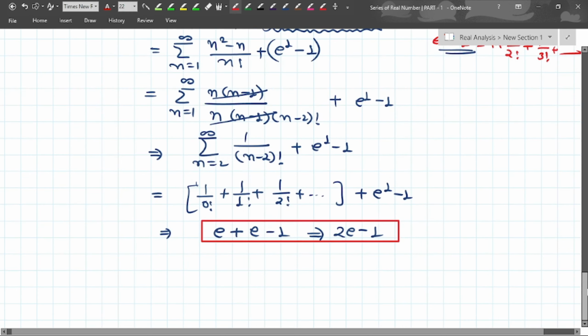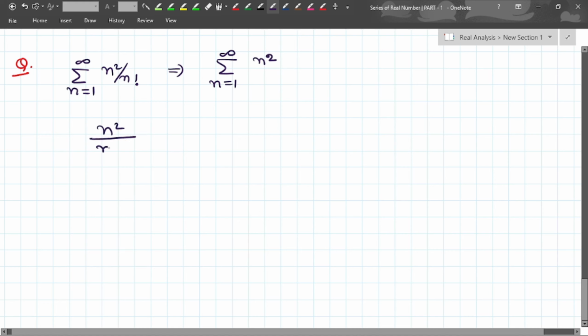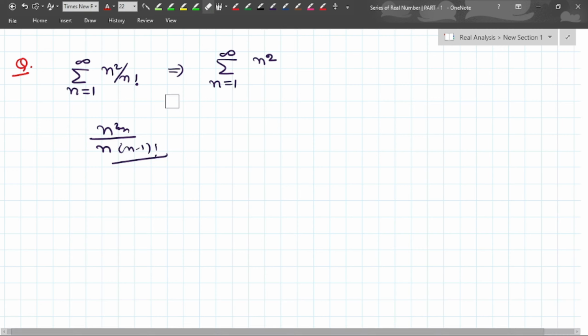Next, we'll take one more example so that we can get our concept clear. Next example. Find the sum of the series n equals 1 to infinity of n square upon n factorial. Now, what is the meaning of this? Can I write like this here? If I solve this summation n equals 1 to infinity, then it is n square upon n factorial. If I write it as n into n minus 1, it will not work at all.